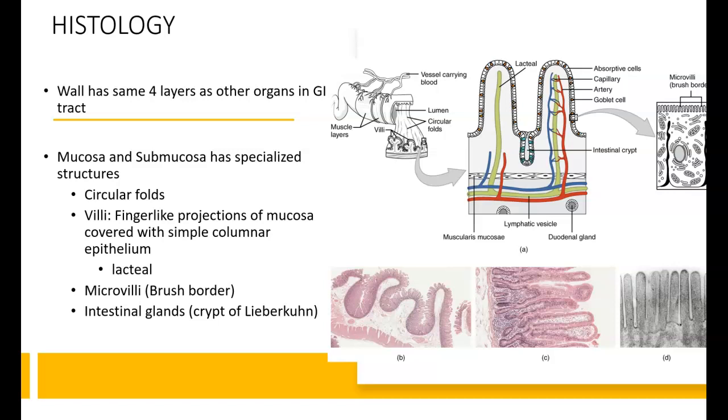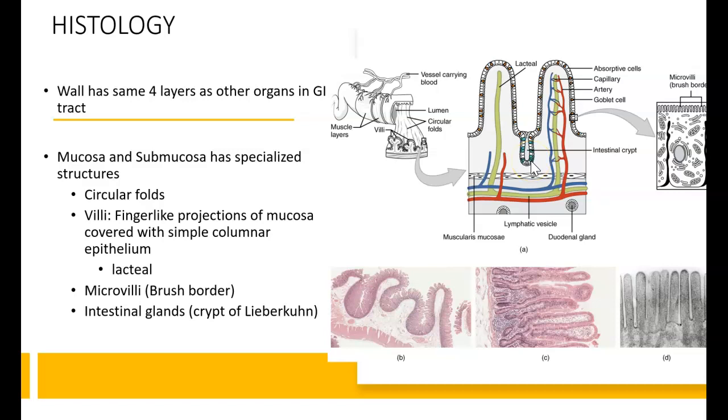In addition to the three structures that help with absorption, the circular folds, the villi, and the microvilli, there is also a gland called the intestinal gland, which is also called the crypt of Lieberkühn, which is formed by cells that line the crevices. So they would kind of line in here. You can see where those would be. And they produce intestinal juices.